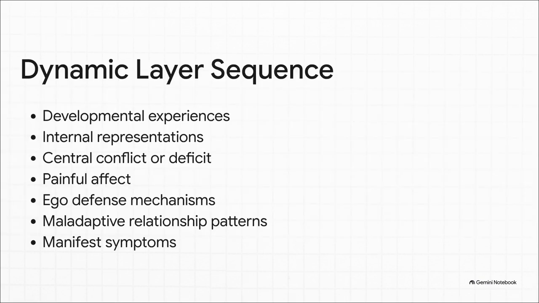But we don't stop there. We add a dynamic causal layer. We track how early developmental experiences create internal representations. These representations forge a central conflict or deficit, which then triggers painful affect. To deal with that affect, the ego throws up defenses, which unfortunately results in maladaptive relationship patterns, and boom, ultimately the clinical symptom. We're actually using theoretical pluralism here, blending object relations, ego psychology, and attachment theory to map this entire chain.